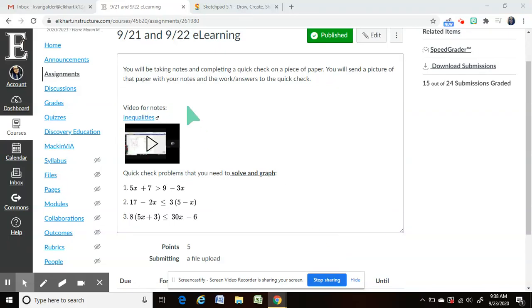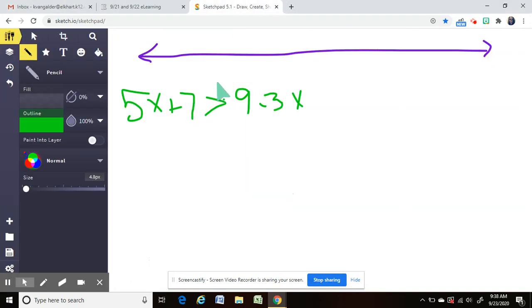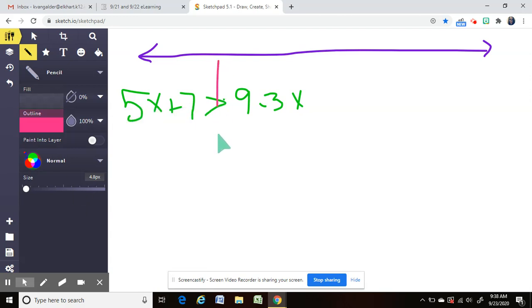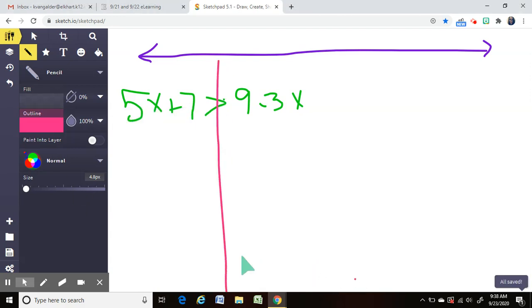Right, everyone. So after you take your notes, you are going to have to do this quick check. This is to help with the quick check. So you have to solve and graph. Like I've told you guys multiple times in the video, it's just like solving a normal equation. It's just a different symbol, that's all.